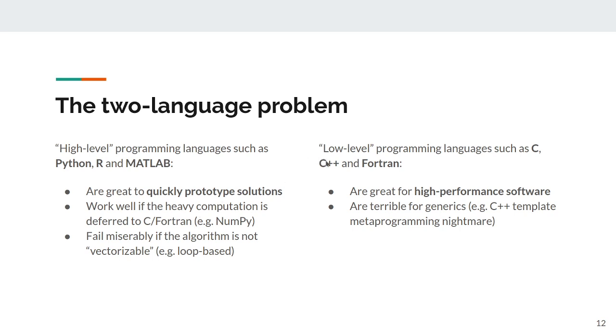On the other hand, low-level programming languages such as C, C++, and Fortran are great for high-performance software. But they're terrible for generics. I'm using this term, which is famous in the C++ community. I used to program in C++ in the past, which is that template metaprogramming nightmare. It's very hard to write generic code in C++. It requires a lot of lines of code.